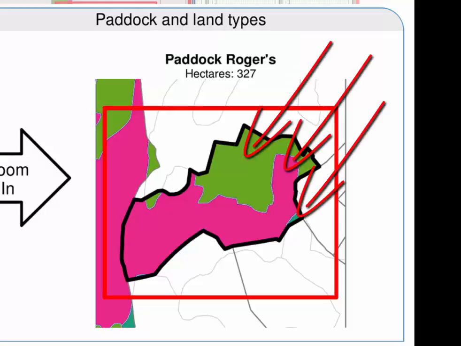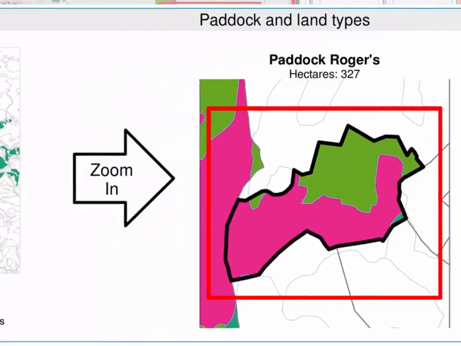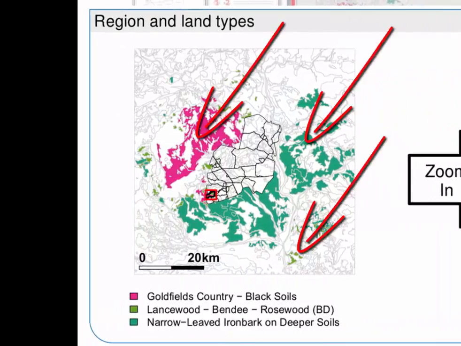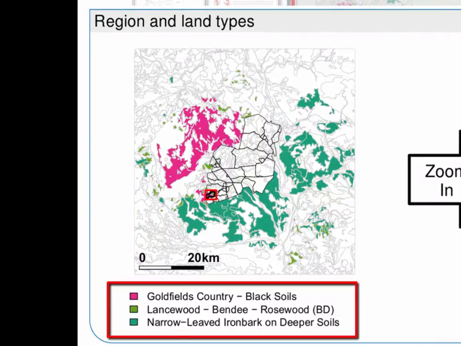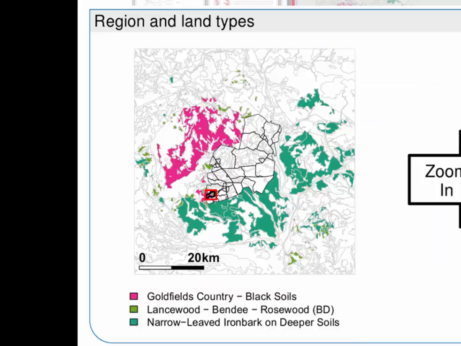These colours indicate the major land types in the paddock, and they are the same ones that are mapped over here in the region map and identified down here in the legend. Roger's paddock is also visible in the region map. You can probably just make it out here, highlighted among all the other paddocks of our property.